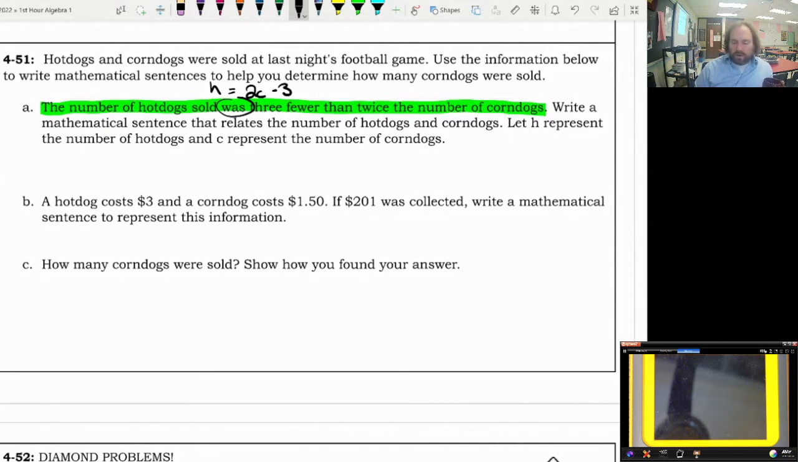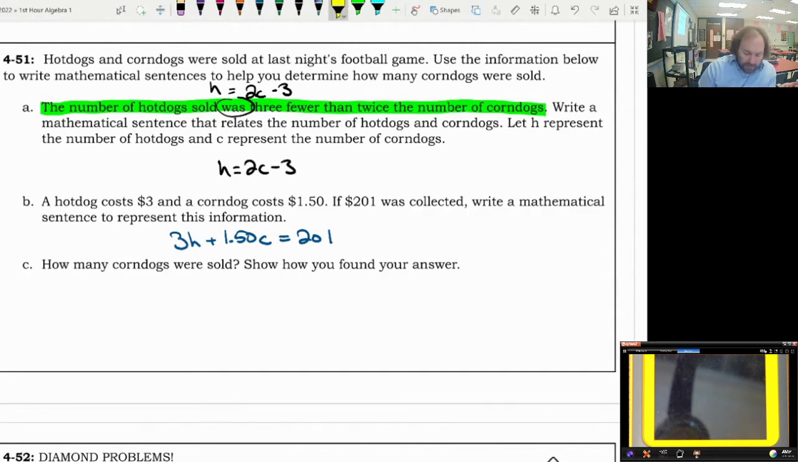So here we go. I'm going to write that down here just because that makes sense. And we also know that a hot dog costs $3 and a corn dog costs $1.50 and $201 was collected. So we're going to need to multiply these things. So $3 times the number of hot dogs plus $1.50 times the number of corn dogs is equal to $201.